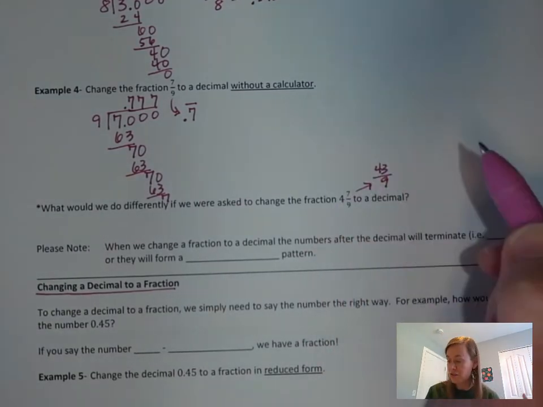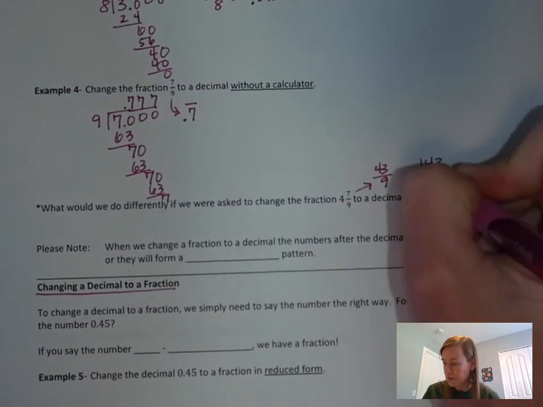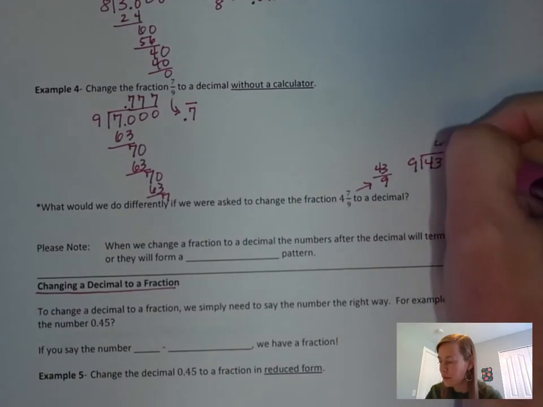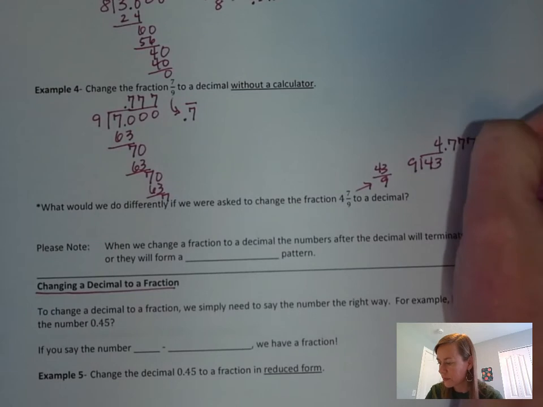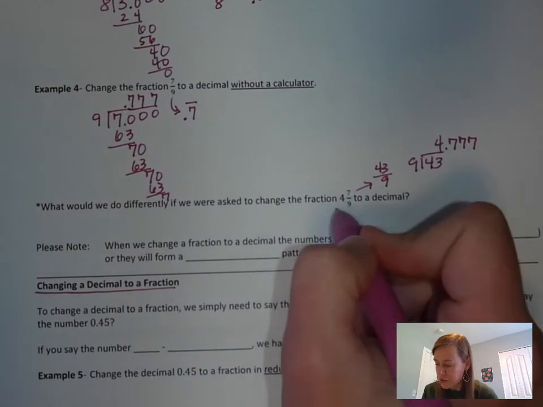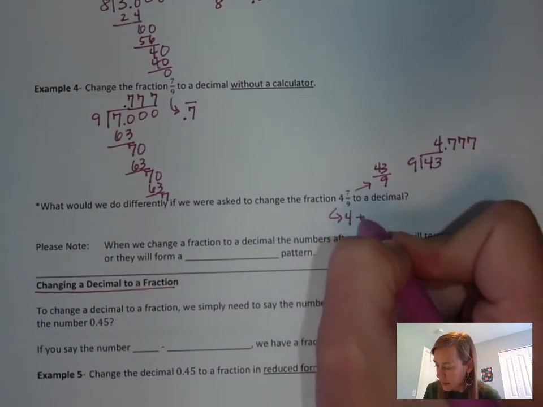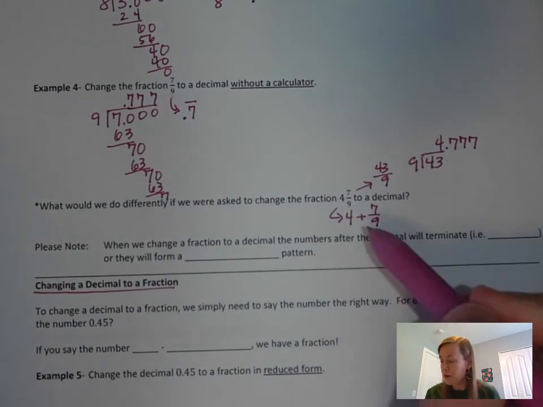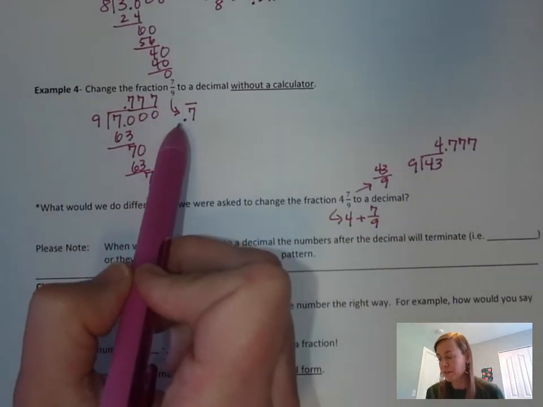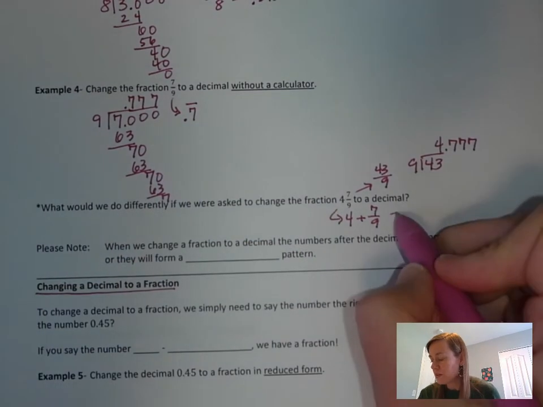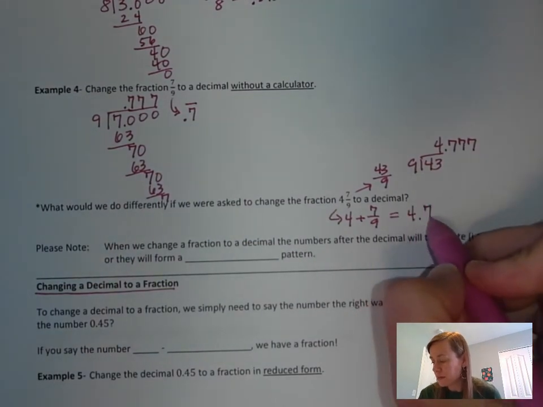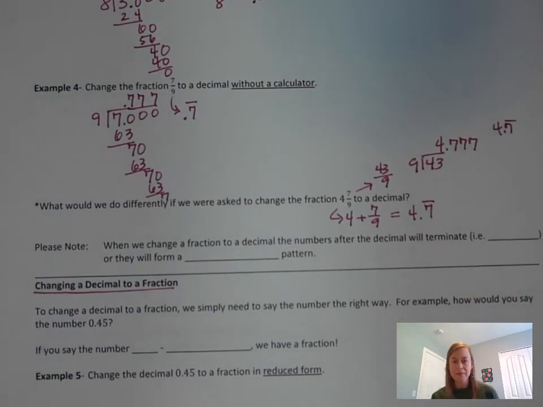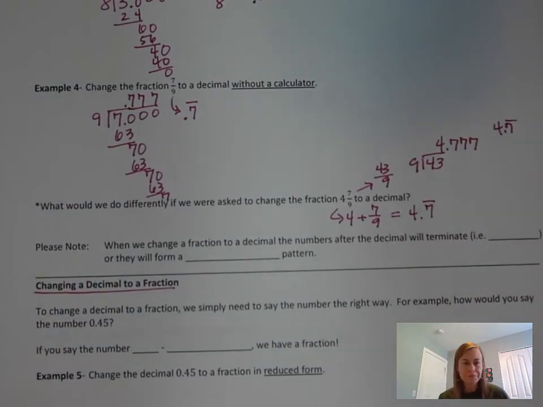And then you could just do your same division problem. 43 divided by 9. I'm not going to go through it all, but you would get 4.77777. Or you could think of this fraction as 4 plus 7 over 9, which is accurate. We already know that 7 over 9 is 0.77777. So we know that that would be 4.7 repeating. So either way, that would be 4.7 repeating.